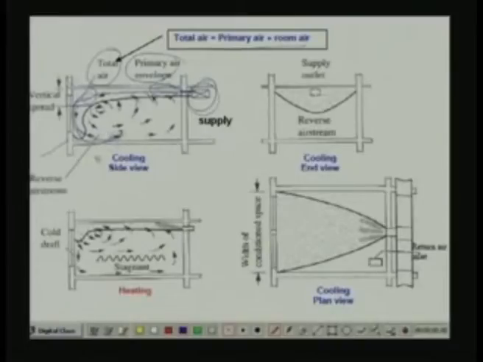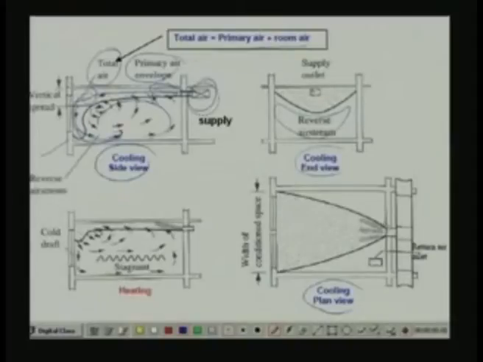As it flows like this, it entrains the room air and there is thorough mixing in the conditioned space, and there are no stagnant zones when you are using it for cooling. This particular picture is for cooling, looking from the side. The same thing looking from the end: this end view is something like this. This is where your supply outlet is. This is your total air, and the reverse air stream is in this area. And this is the cooling plan view.